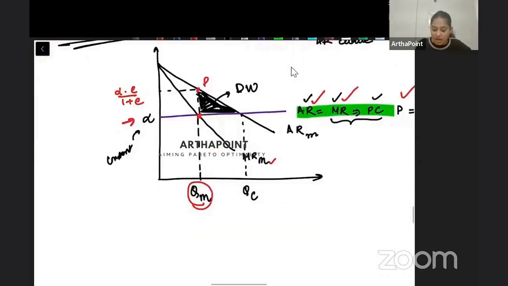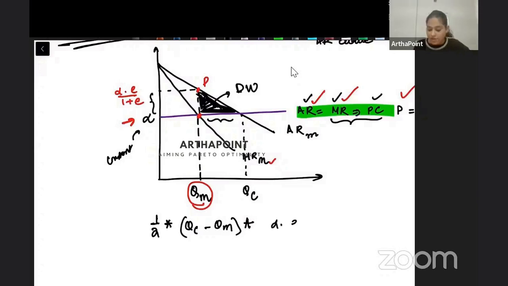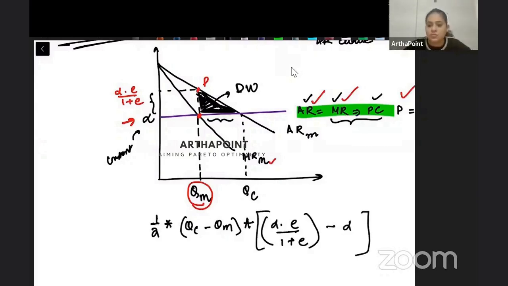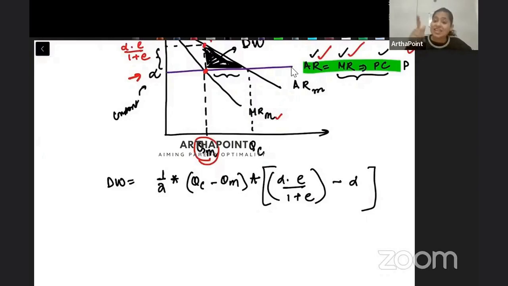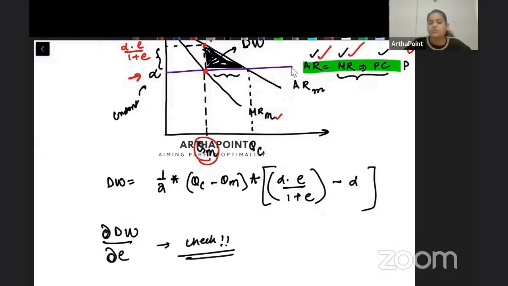So it would have been half into base. Base is this of the triangle, QC minus QM, into height. Height of this triangle is alpha E upon 1 plus E minus alpha. This can also come in the exam. Calculate deadweight loss. So this is DW. Achha, suppose they ask you in the exam how deadweight loss changes as elasticity changes. That means you must differentiate this with respect to E and check. All concepts can come in, right?